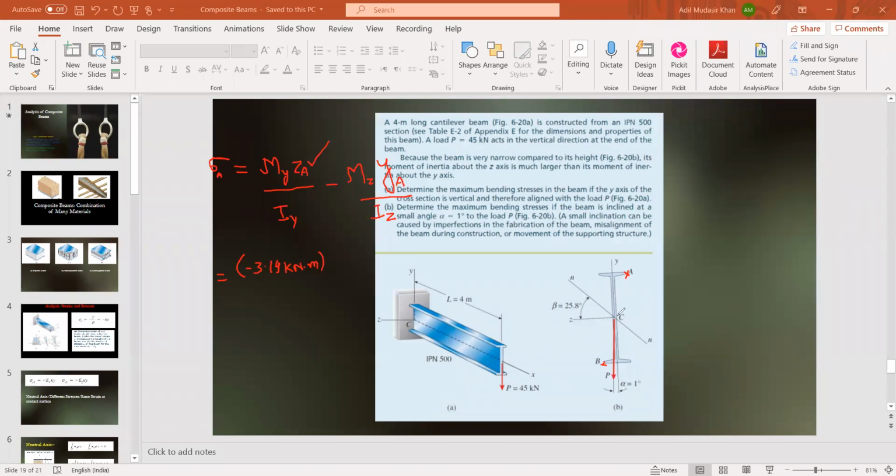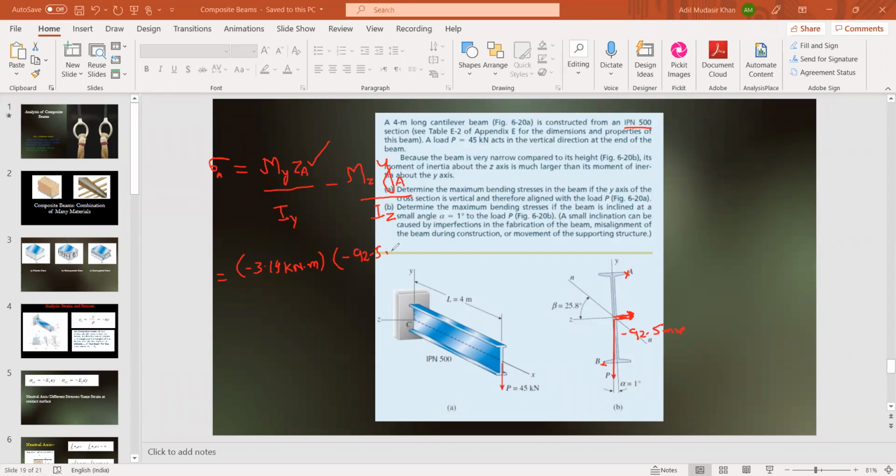Then we should know the value of ZA. What is the value of ZA? The value of ZA means how far is this point A from the Z axis? That is, what is this distance? This distance is also given to us from the beam properties. Because this is the IPN 500 section, all properties are given. Since this is along the negative Z axis, ZA is minus 92.5 mm.